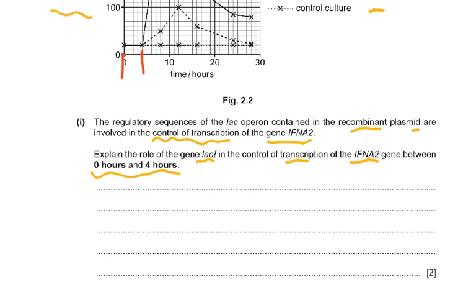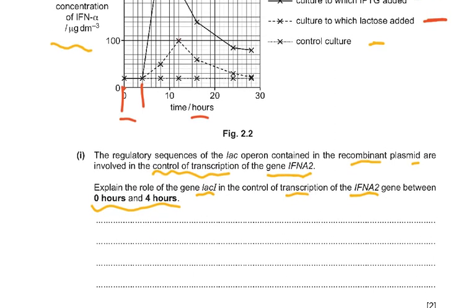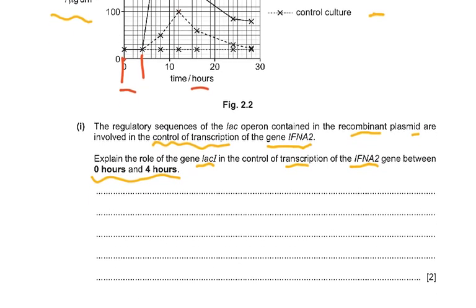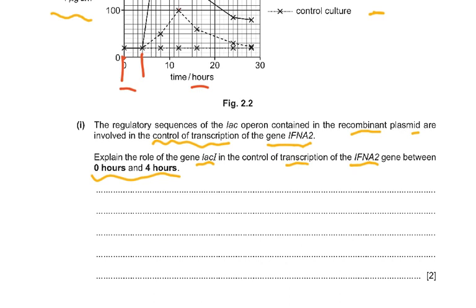Now you can see here between 0 and 4 hours, there is only 20 micrograms per dm cube of IFNA. So there is less of that being produced. Now that means what is happening? It is preventing transcription of IFNA2. So it is still transcription, but it is preventing transcription. So some transcription is taking place, but not a lot. So the RNA polymerase could be binding after the promoter. So it is preventing transcription of IFNA2.